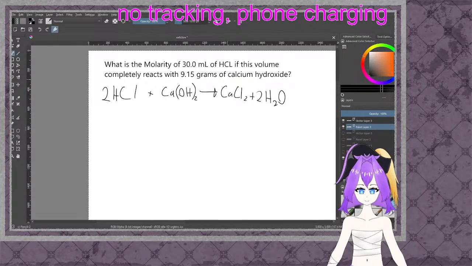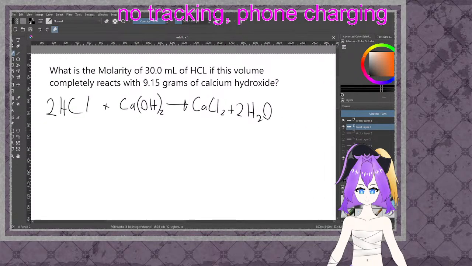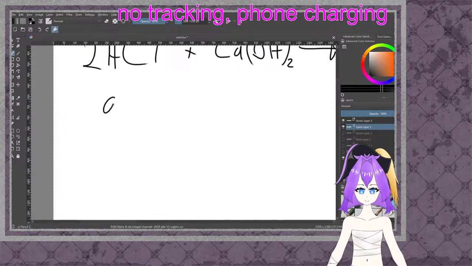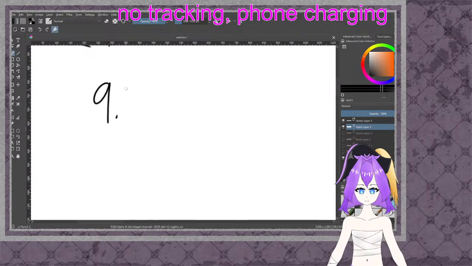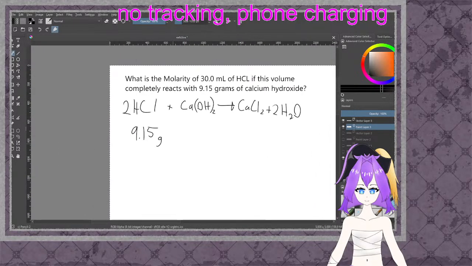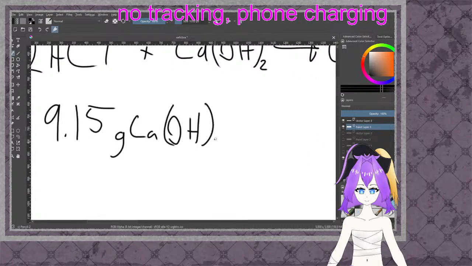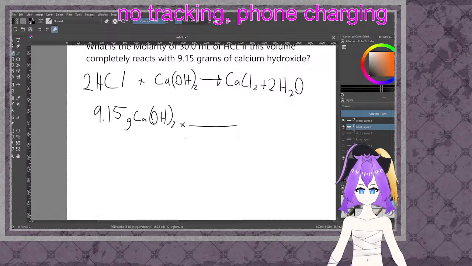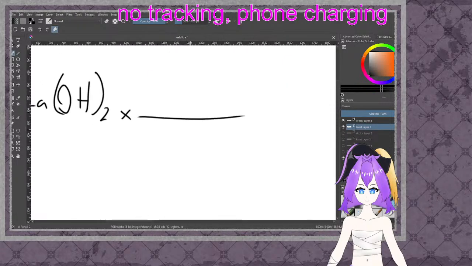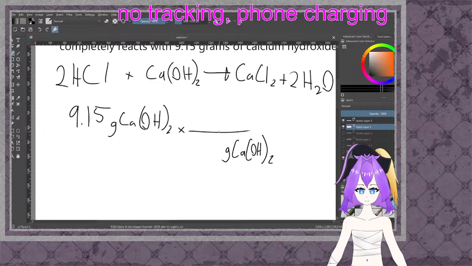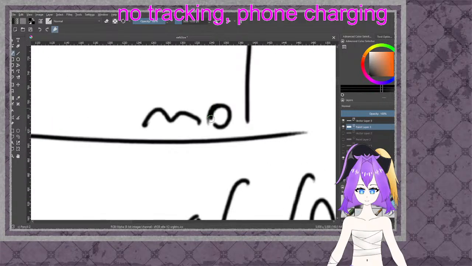Alright. So now that we have our equation, we can go from what is the molarity of hydrogen chloride. What I'm going to do first is just poke and feel my way through this because I have no clue what I'm doing. 9.15, so I'm going to start doing stoich. Calcium hydroxide, grams, Ca(OH)2. Oh, I bumped my mouse changing my pen. Alright. 9.15 grams of calcium hydroxide. We're going to have its molar mass down here, and moles on top. We're just going to convert this to moles, and then that will allow us to find our molarity.